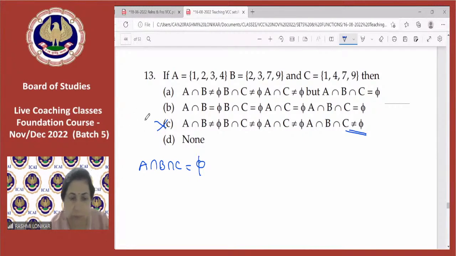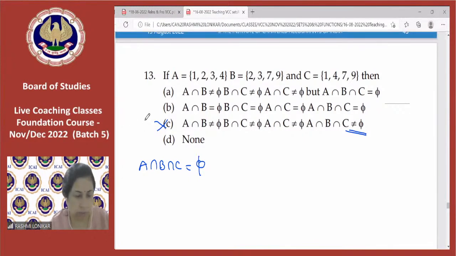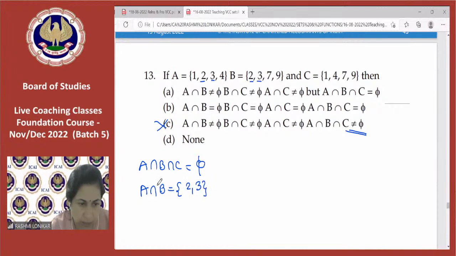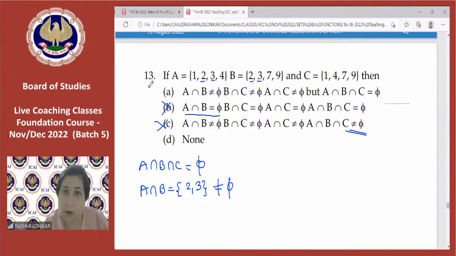So let us see now. A intersection B. Do I have any numbers which are common to both the sets A and B? A intersection B, I can see here that 2 and 3 are common. So A intersection B is 2 and 3, which is not a null set. Because here in B they are saying it is a null set, therefore this option is also not correct. Now I have to check whether A or D is the correct answer.